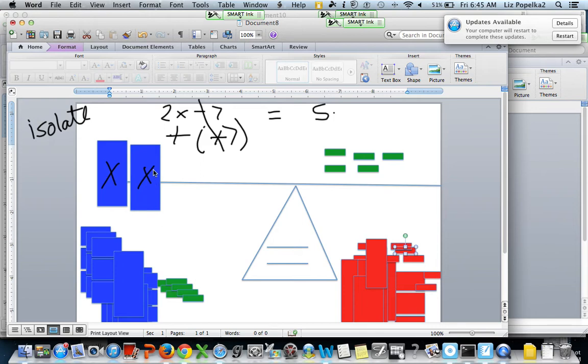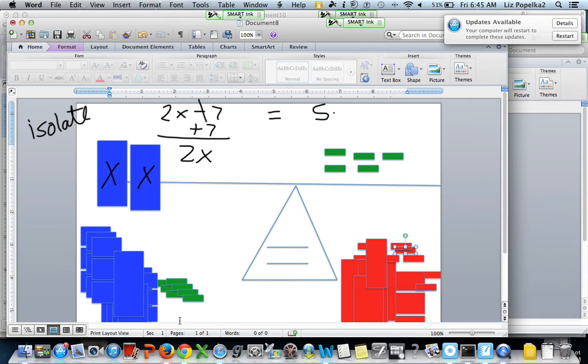All I have left are the 2 x's over here on the left side of my balance beam. However, I've got a problem right now. I added 7 to the left-hand side of my equation. Let me clean this up just a little bit. So I added 7, which means that all I have left are those 2 x's.